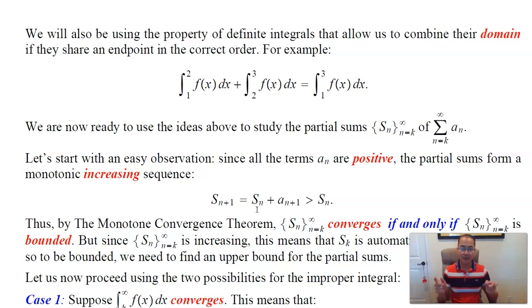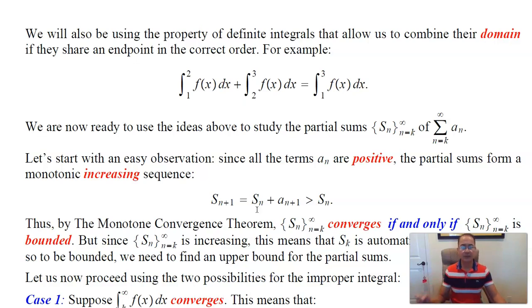Okay, monotonic. Our partial sums are monotonic increasing, so we can apply the monotone convergence theorem. We saw that in our example. S10 was 2 point something, maybe 2.3. S100, a little bit bigger, was 2.7 something. S1000 was about 2.9.